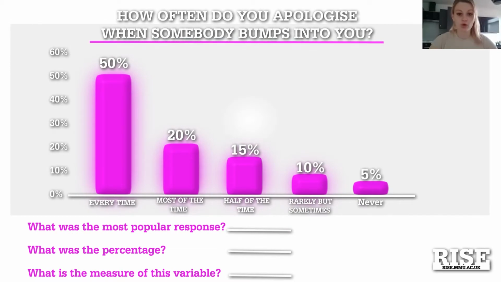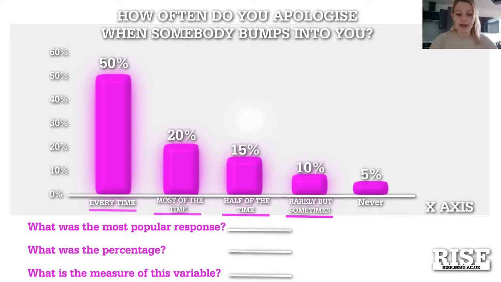So at the top, we've got what we're actually analysing: how often do you apologise when somebody bumps into you? And our answers are given along the bottom. So this here is the x-axis, and we're given the different variables: every time, most of the time, half of the time, rarely but sometimes, and never. And then along the y-axis, which is the vertical axis, we've got the percentage of people that chose that particular option. So what we're going to look at is answering the questions below.